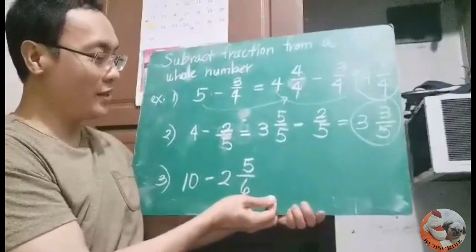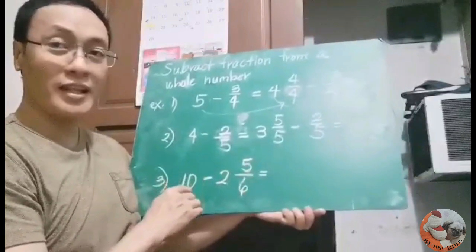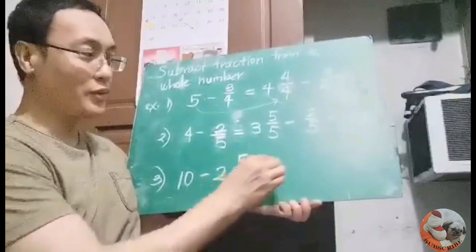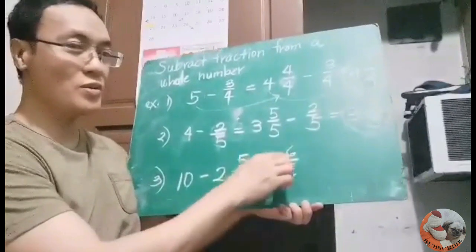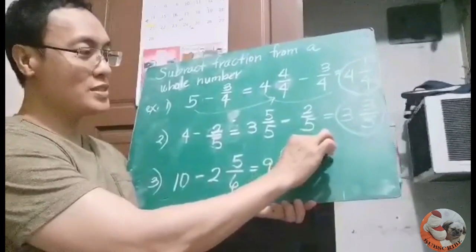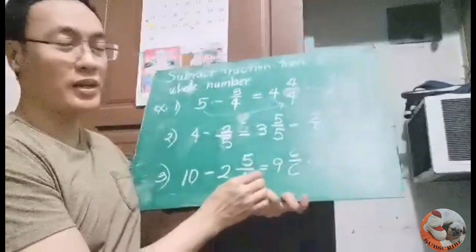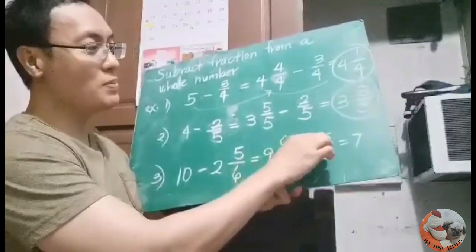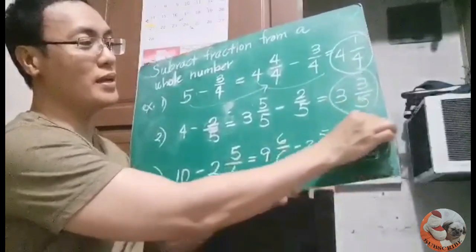Okay, how about this one? 10 minus 2 and 5/6. Okay. So, again, bawasan ng isa, yung 10 magiging 9. At ano ang denominator? Yun din ang kanyang fraction. Okay, 6 over 6. Then, minus 2 and 5/6. Okay, at this time, pwede na tayo mag-subtract ng whole number. 9 minus 2 is equal to 7. 6 minus 5 is equal to 1. Then copy denominator 6. And the answer is 7 and 1/6.